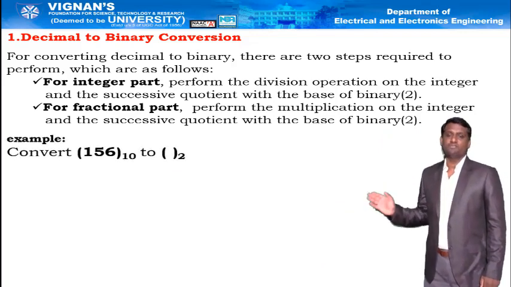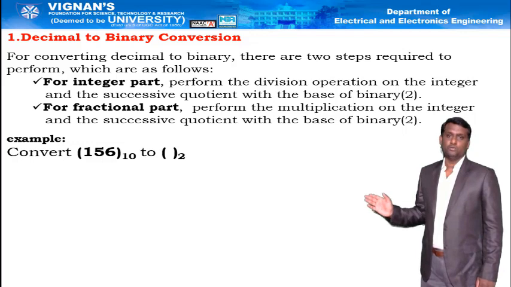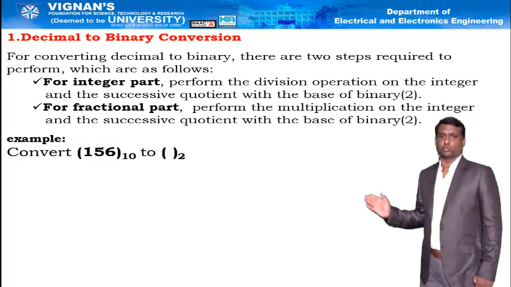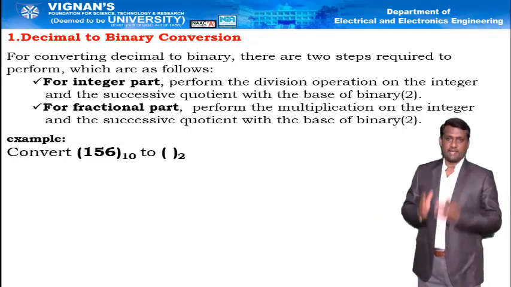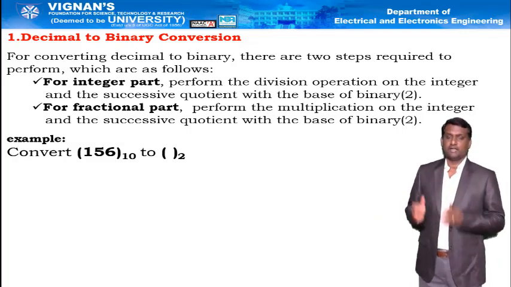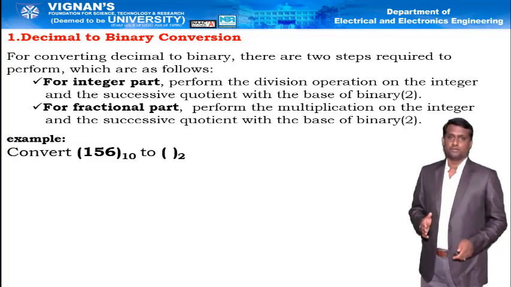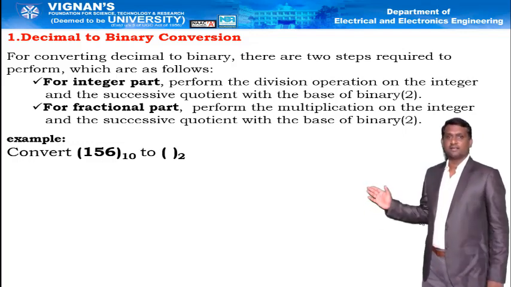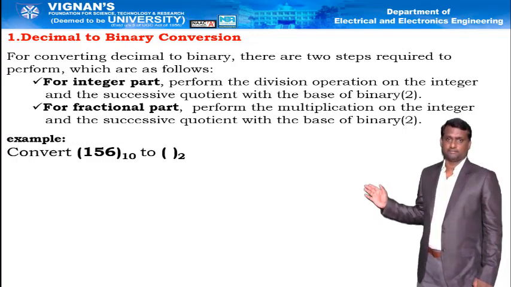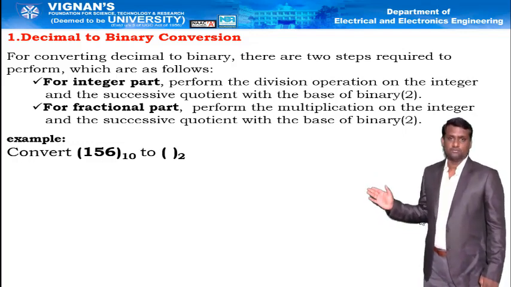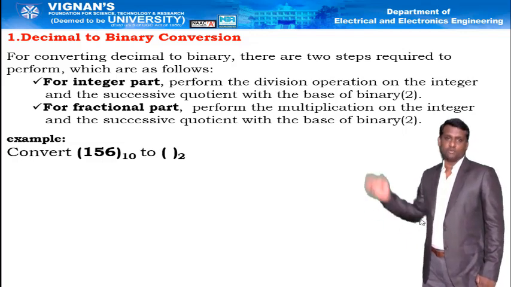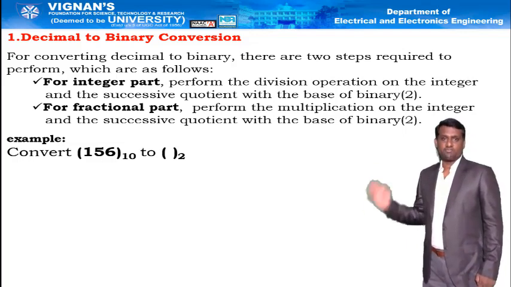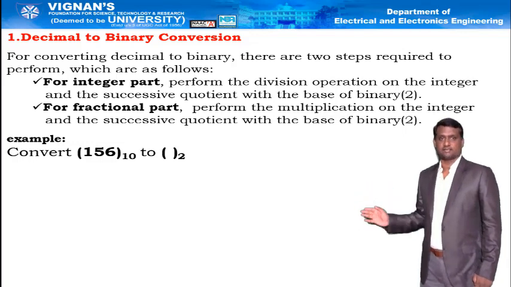Convert 156 base 10 into base 2. That means now we have decimal number 156 that we need to convert into base 2. So here the 156 is the integer part. Here we don't have a fractional part. So for the integer part, in order to convert decimal into binary, we have to perform the division operation.